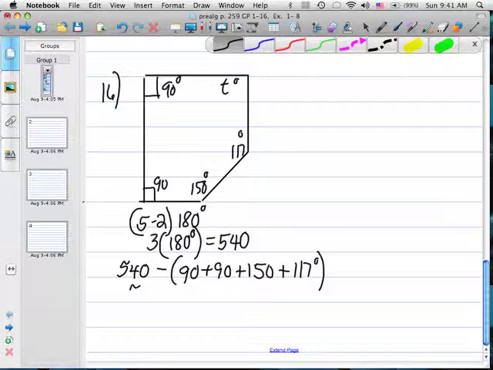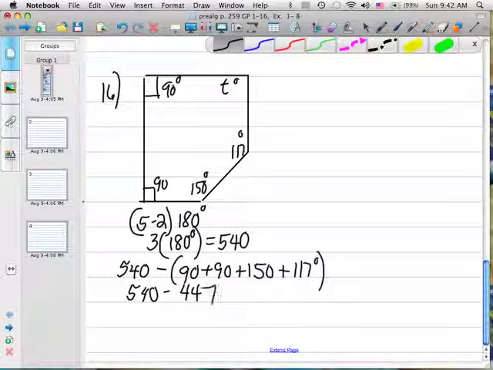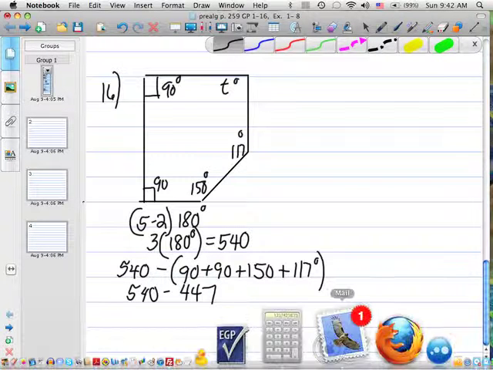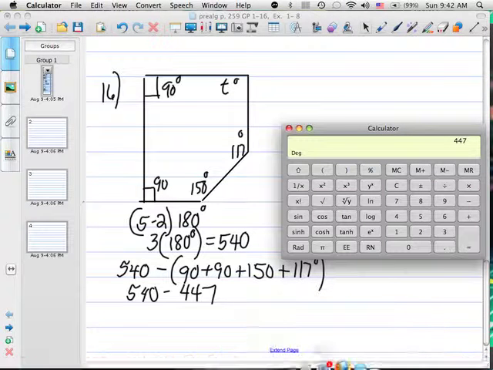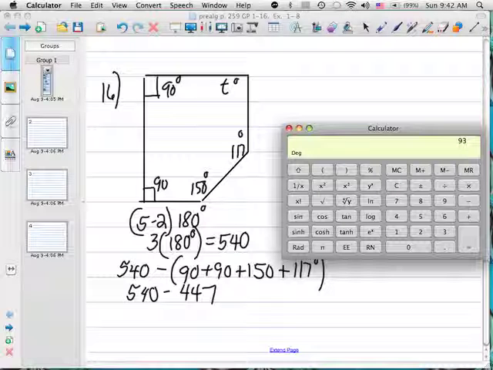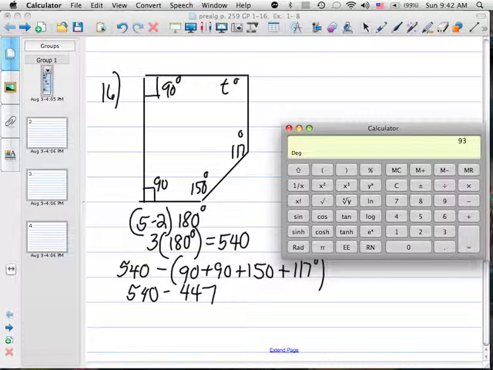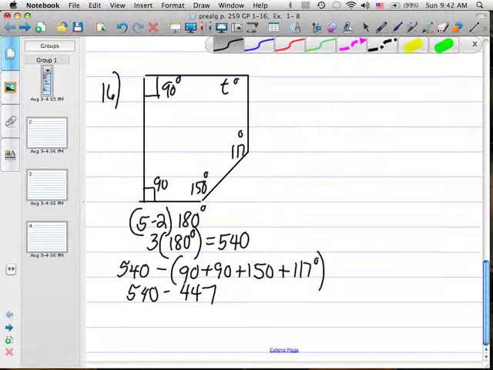So I'll take 540 minus 447. So 540 minus 447, the missing angle T is 93 degrees.